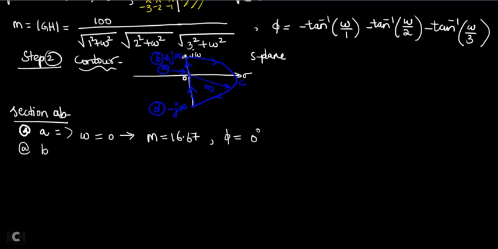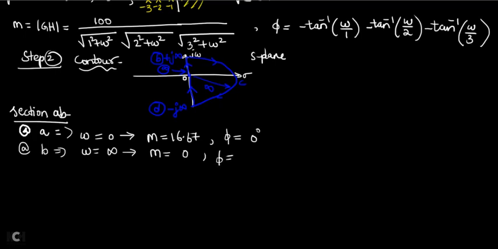Now at point B, what is the omega value at point B? Infinity. So at omega infinity, what happens to capital M? Capital M becomes 0. You put omega equal to infinity in the capital M equation, the denominator becomes infinity. When the denominator becomes infinity, then capital M will be 0.